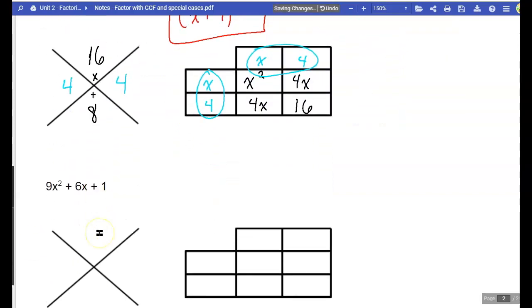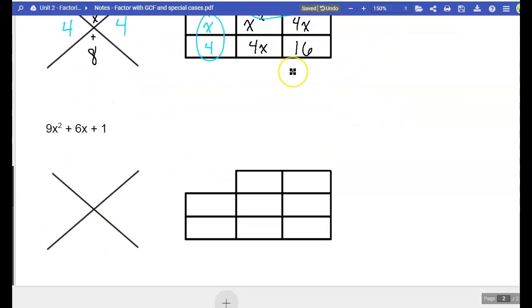I want you to try this last one all on your own. There is no GCF, but remember you have to multiply these two to put it up top there. So make sure you do that step before you work on it. So finish that one, and that'll be all.